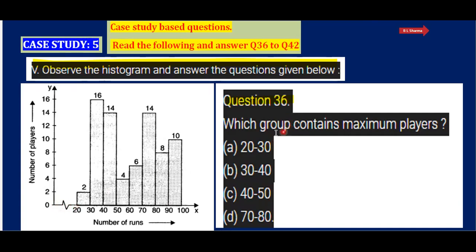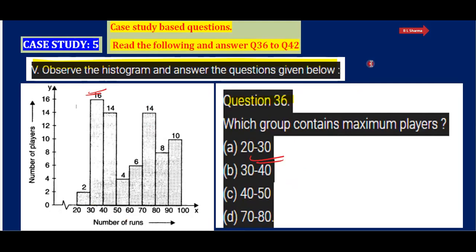Question number 36: which group contains the maximum players? See here, the group making 30 runs to less than 40 runs has 16 players. So this group is 30 to 40, and group B has the maximum players, that is 16.